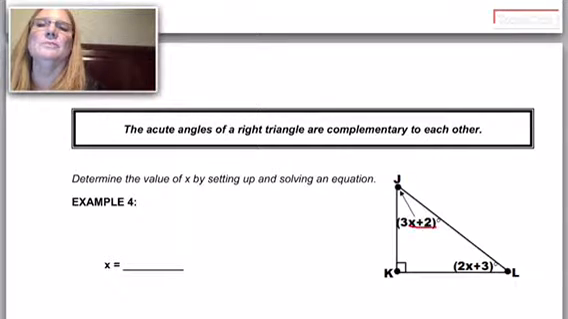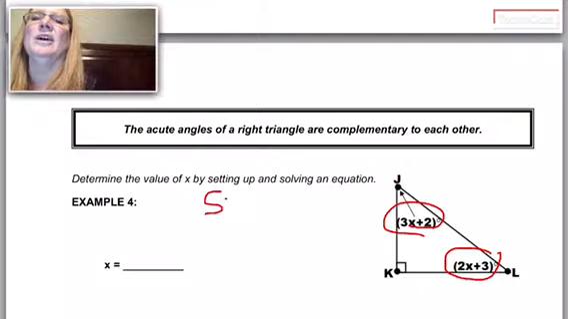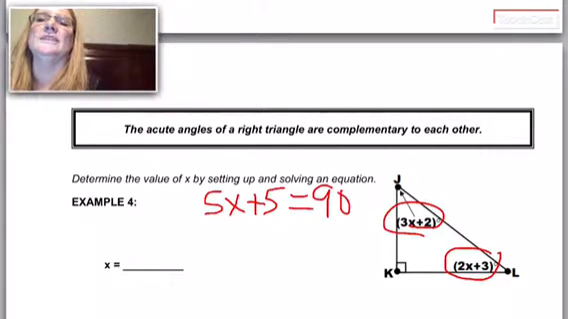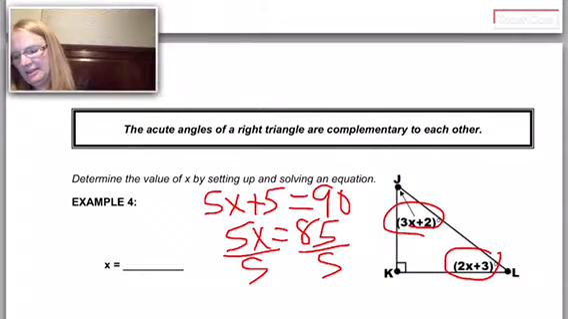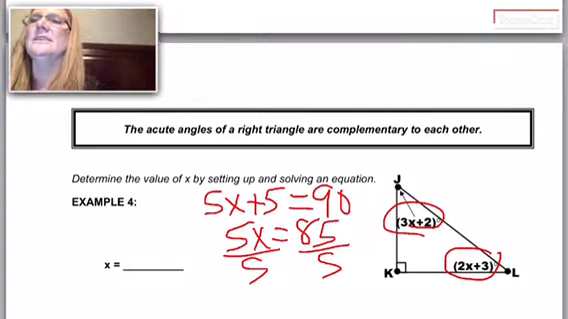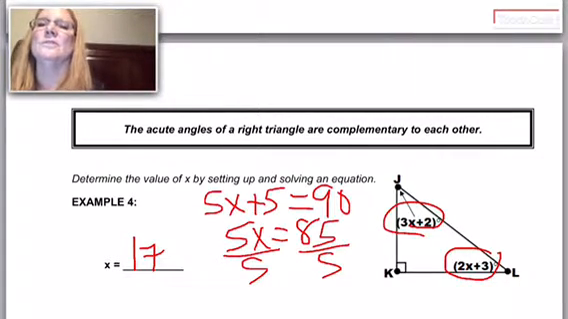I can add 3x plus 2 and 2x plus 3, and I'll get 5x plus 5, and I can set that equal to 90. Subtract 5 from both sides, and we get 5x is equal to 85, and then divide by 5, and 85 divided by 5 is 17. So x is 17.